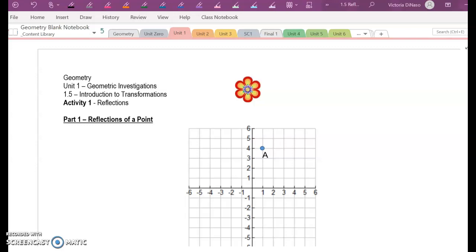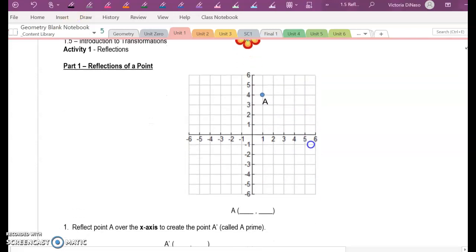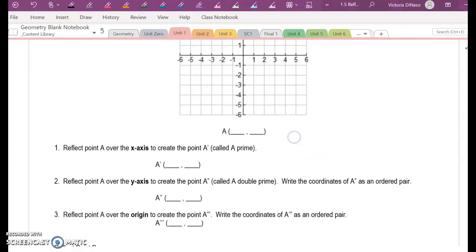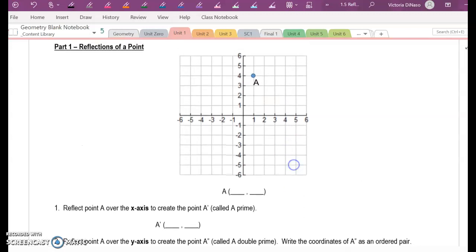In this next video, we're going to talk about reflections, translations, and then rotations. So when we talk about reflections, reflecting a point, we're going to be reflecting across the x-axis, the y-axis, or the origin. So we're going to start with this ordered pair, and the letter A is at (1, 4).